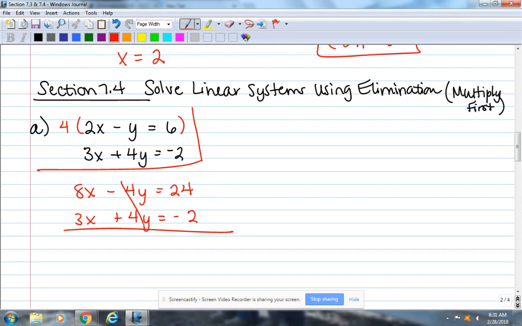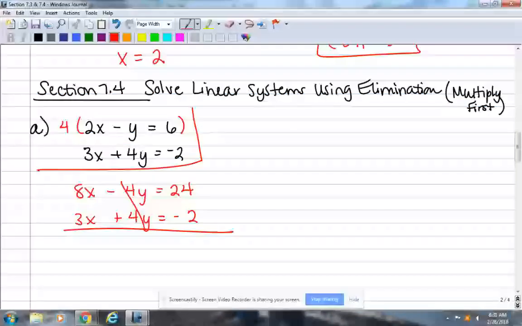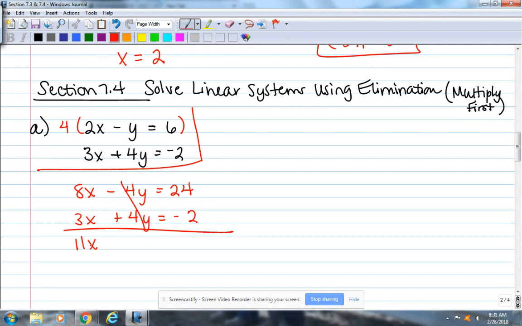So what is 8x plus 3x? 11x equals what is 24 minus 2? 22. And how do I solve for x? Divide by 11. And x equals 2. And then how do I get y? Plug it into one of the originals. The top one looks a little easier. That 2x minus y equals 6 before I multiplied it by 4. That's what I'm going to do.